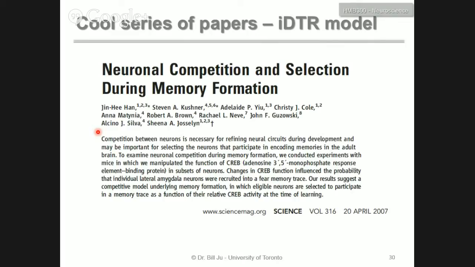Can you do that? AJ Silva, do you guys remember the original experiments that involved CAMK2 alpha? In the CAMK2 alpha, there was a change in phosphorylation. This is that AJ Silva. So AJ Silva was also really important because two individuals that are really famous here in Toronto, Sheena Josselyn as well as Paul Frankland, did their postdocs with him down in the United States, and they published a series of papers based on all of the ideas that they developed down in UCLA with AJ Silva.